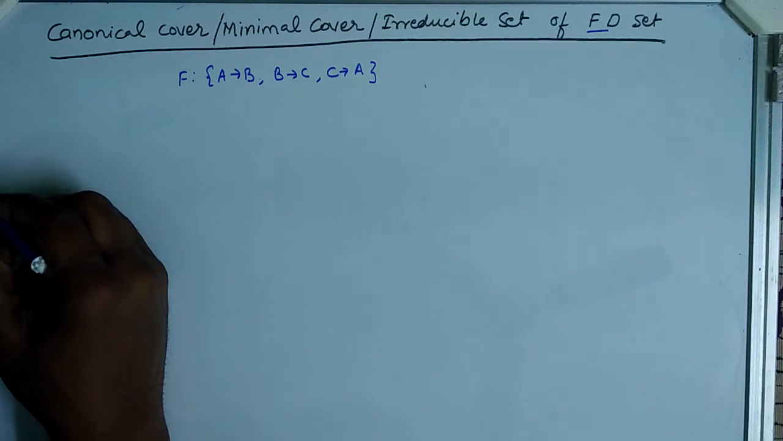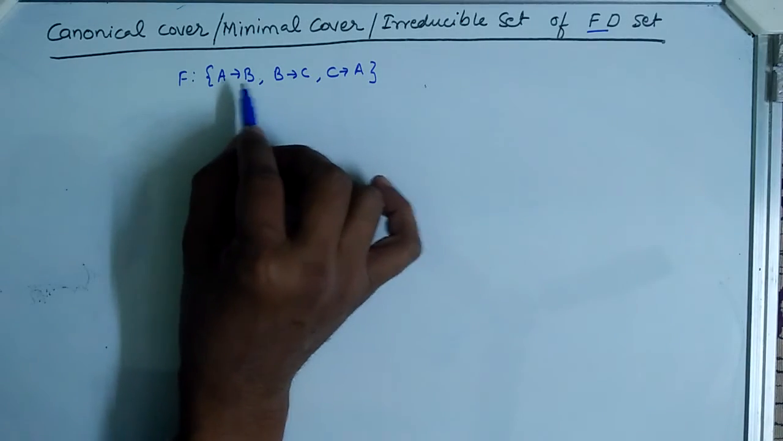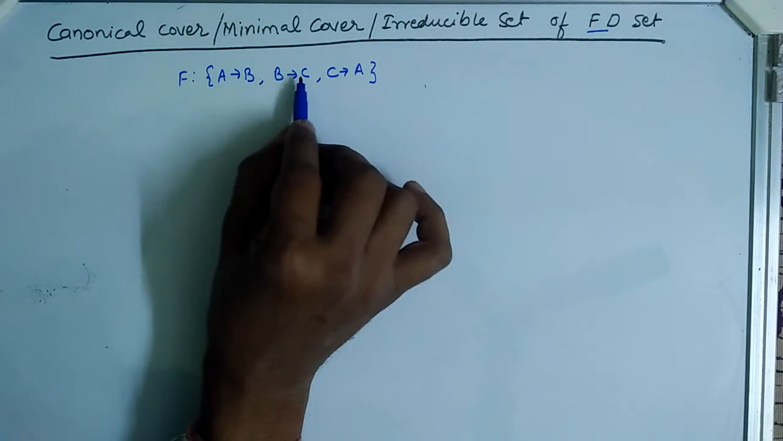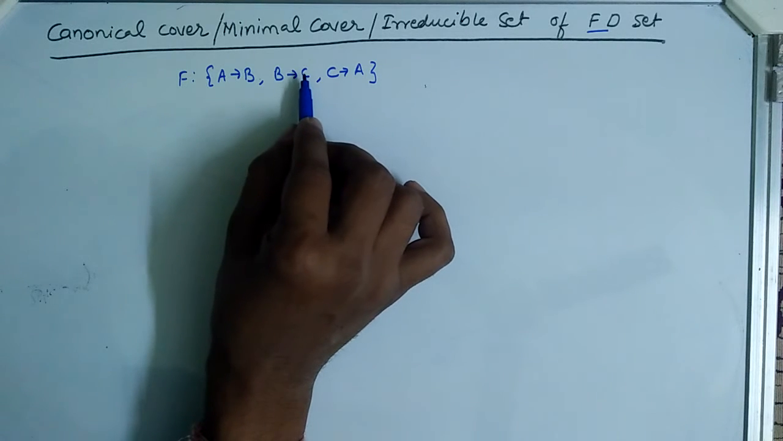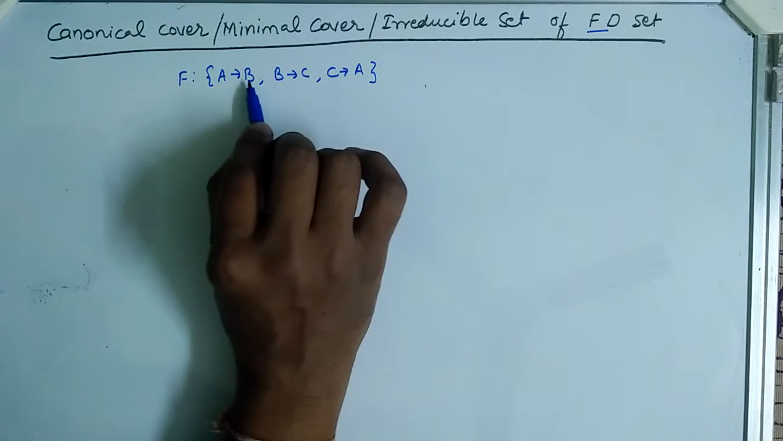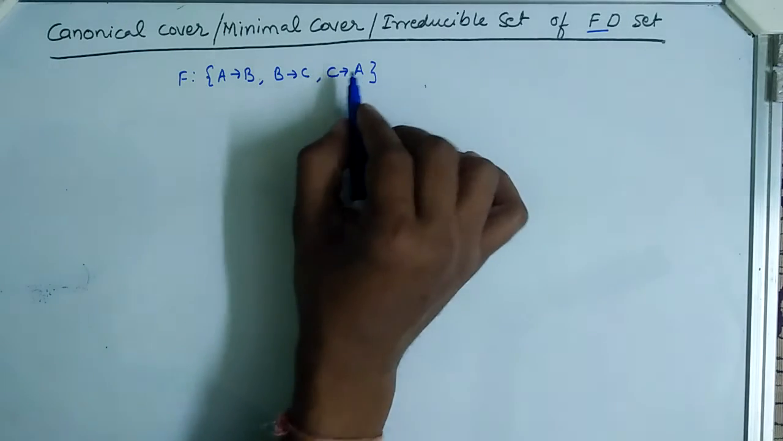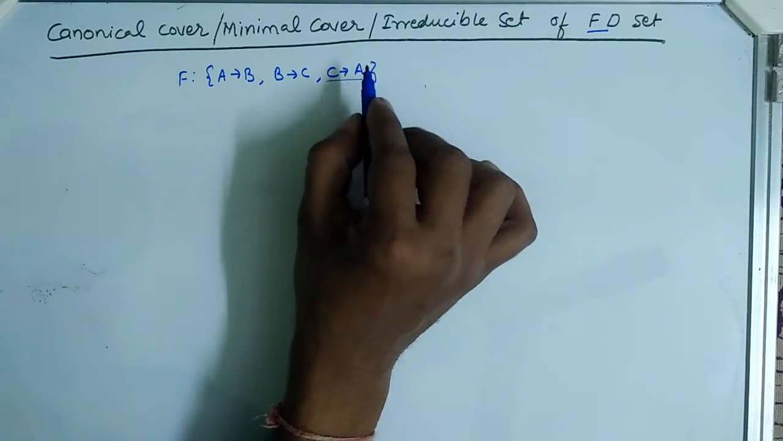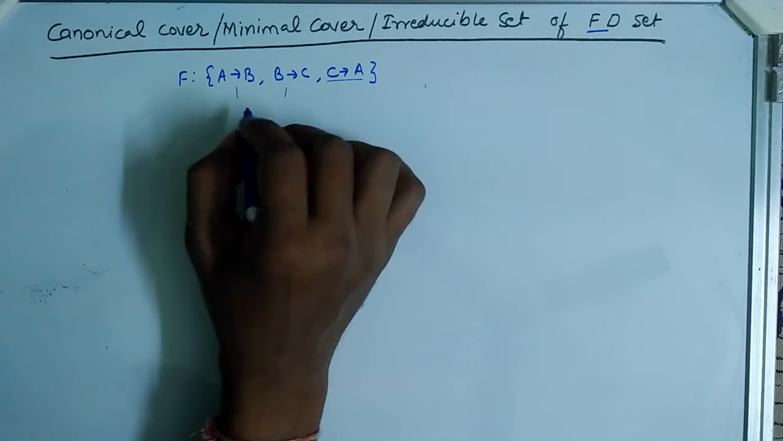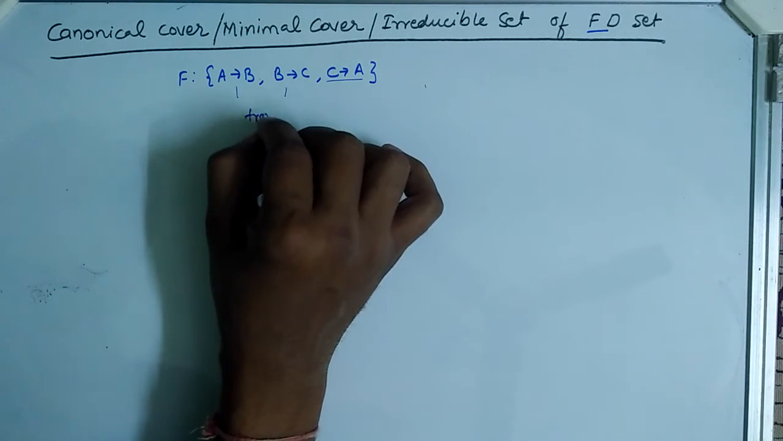Now you can see that in this set we have a functional dependency which derives B from A, and a functional dependency which derives C from B. Now A can further be derived from C. So this third functional dependency can be derived from these two functional dependencies by the property of transitivity.